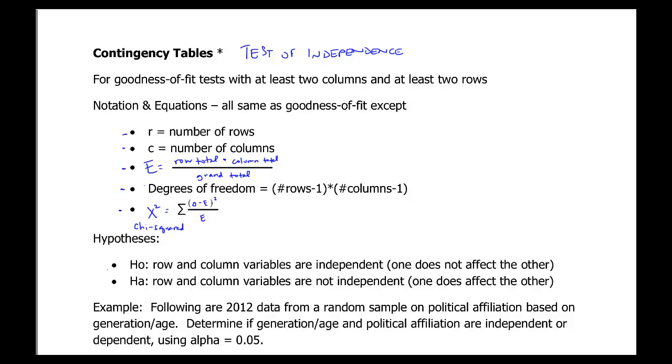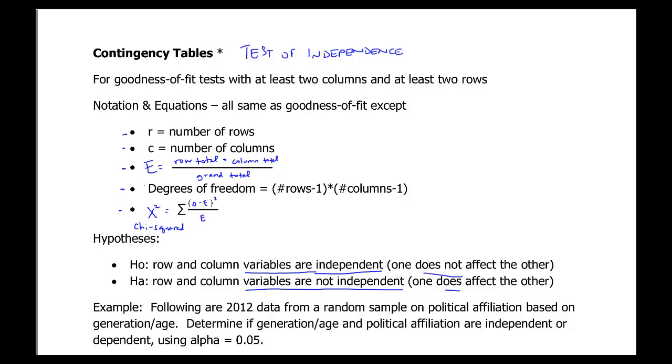For a test of independence, the null hypothesis is that the row and column variables are independent, which means one does not have an effect on the other. The alternative is that they are not independent, which means that one does affect the other. So we're going to go right into an example.